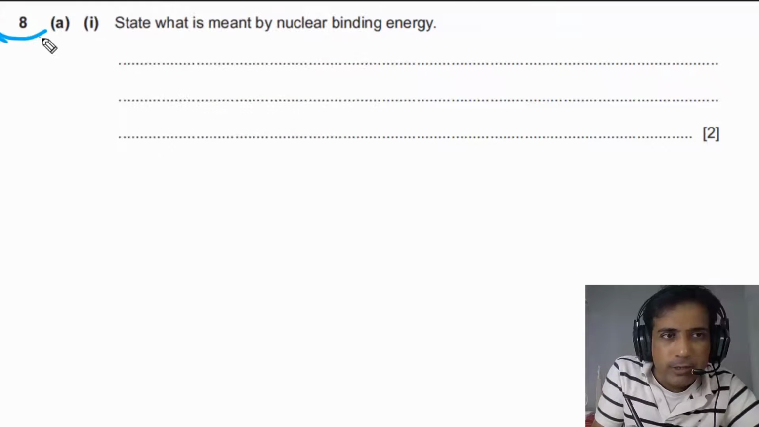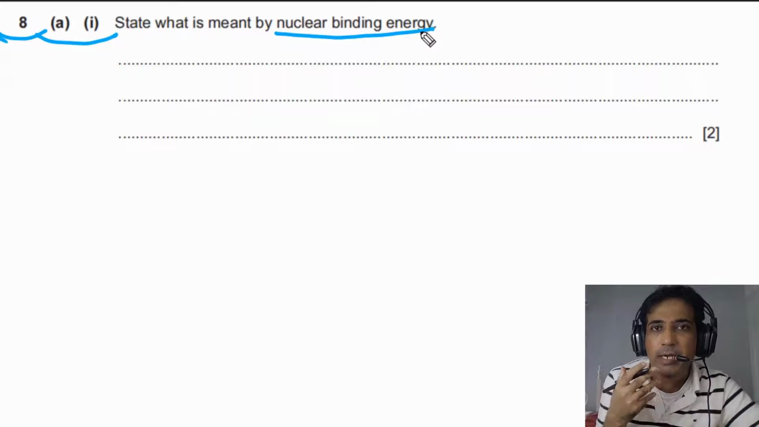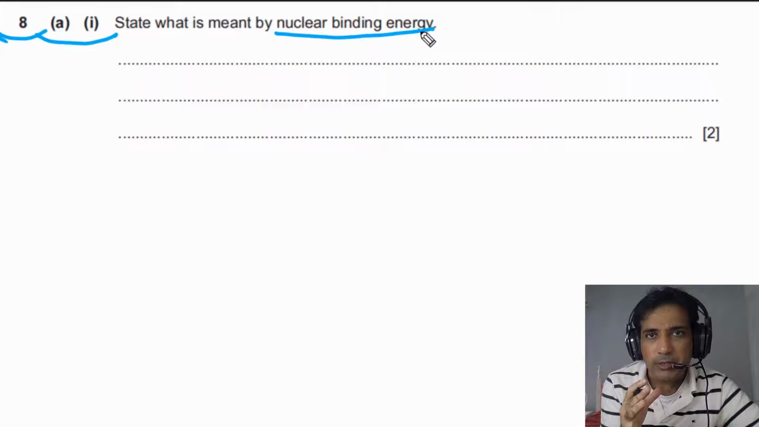For our question number 8, part A1, we need to state what is meant by nuclear binding energy. This question is very common in past papers, so you need to understand how to state nuclear binding energy in a proper way so you can get full marks. We will try to understand nuclear binding energy using the example of a helium nucleus.